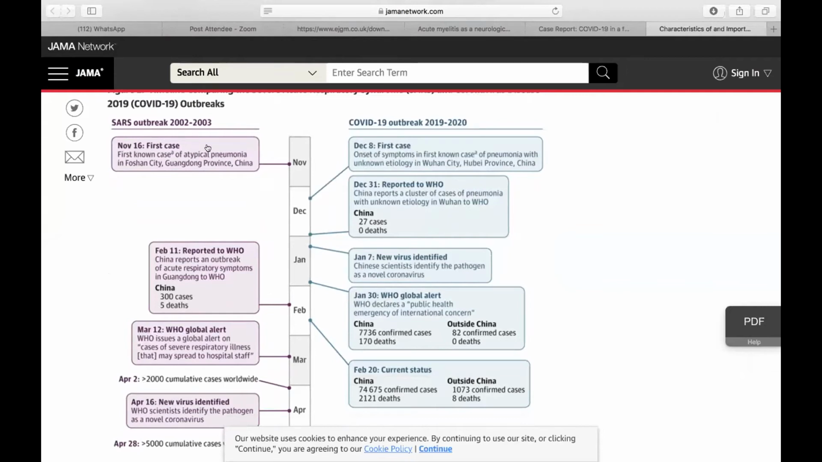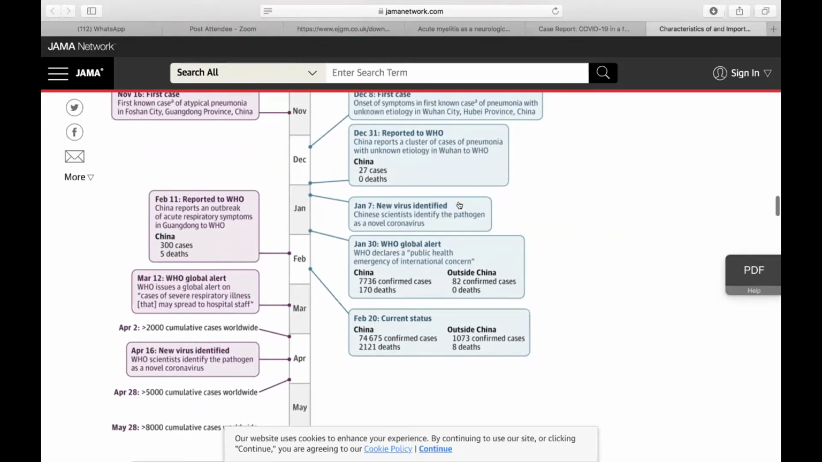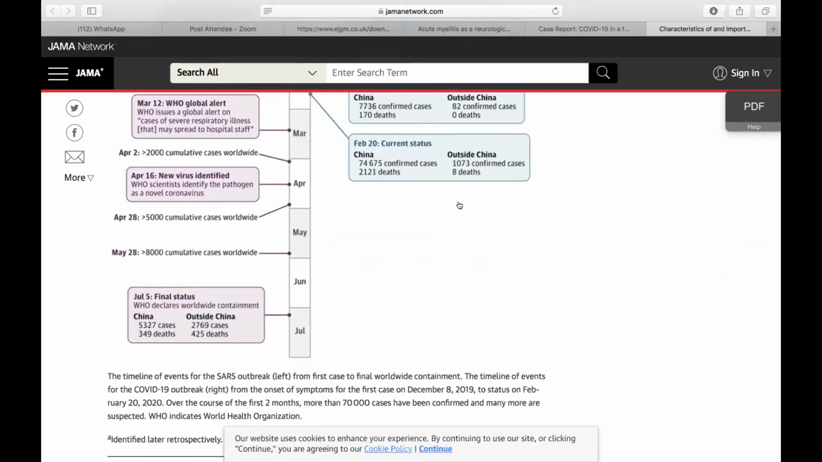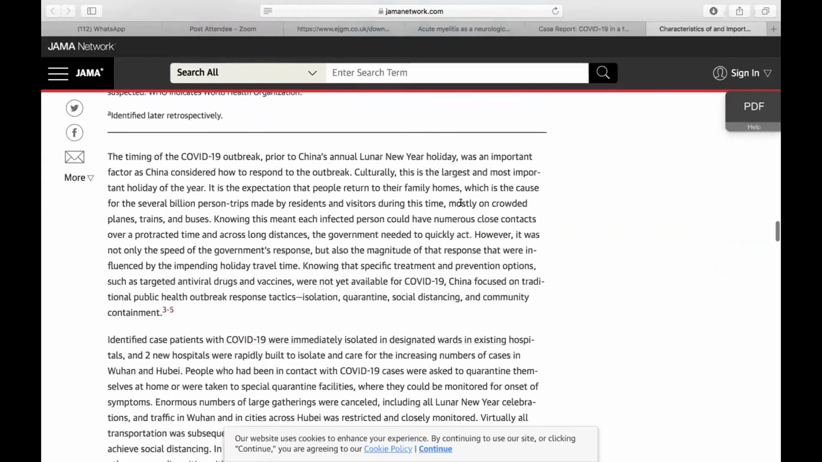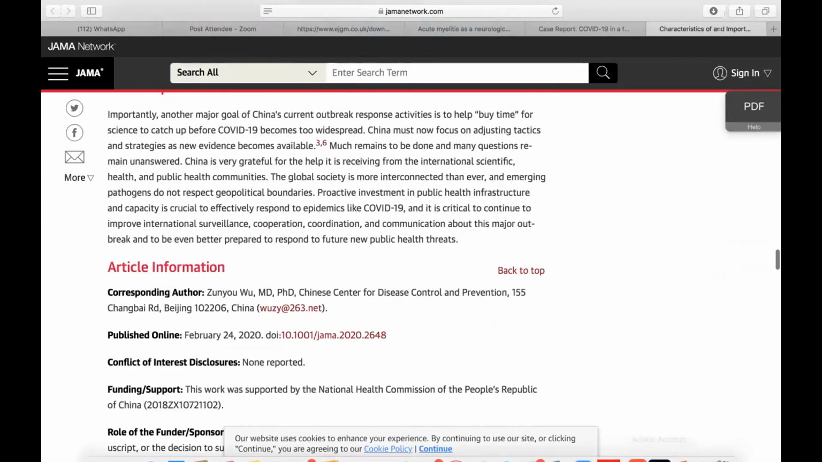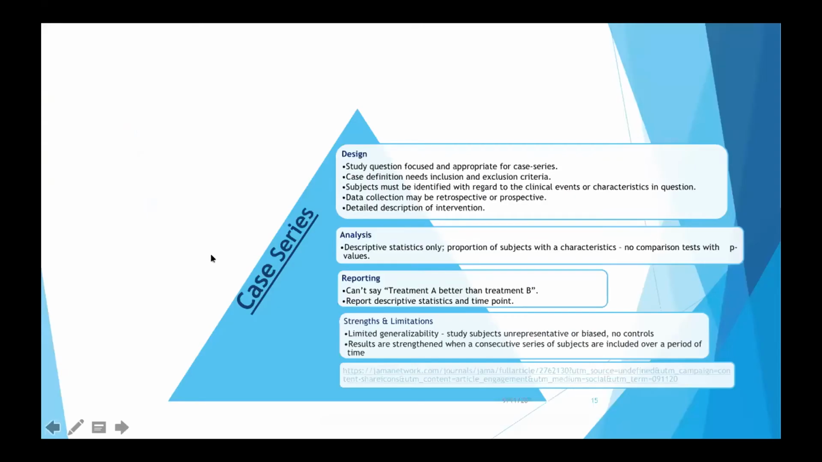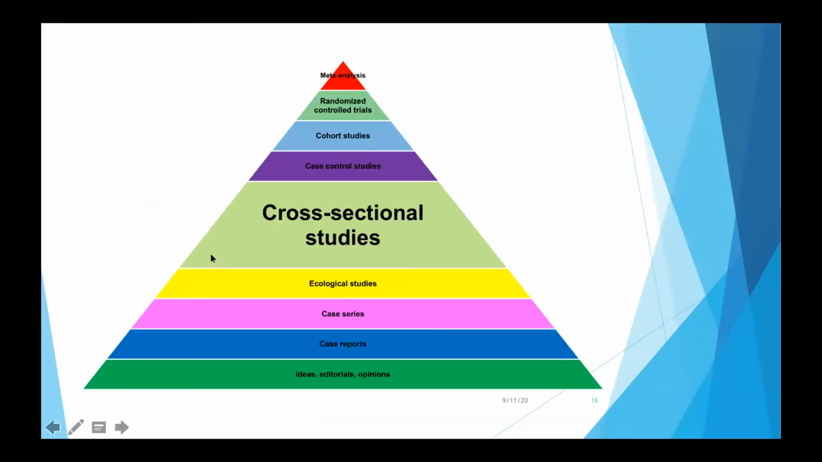For example, here the first case appeared in November, then on December 8 the first case appeared here. Onset of symptoms in the first known case: pneumonia with unknown etiology. Then, sorry, China reports a cluster of cases of pneumonia with unknown etiology in Wuhan. See how the sequence of the case series goes, and these are all reported cases. But for the sake of time, I just wanted to show you how they report case series.